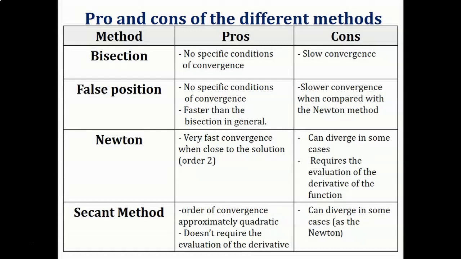Now the secant method can be seen as an approximation of the Newton method. The order of convergence is approximately quadratic, not exactly quadratic. It's a little bit slower than the Newton method. But the advantage is that it doesn't require the evaluation of the derivative of the function. The major drawback of the secant method is similar to the Newton method, because it can diverge in some cases.